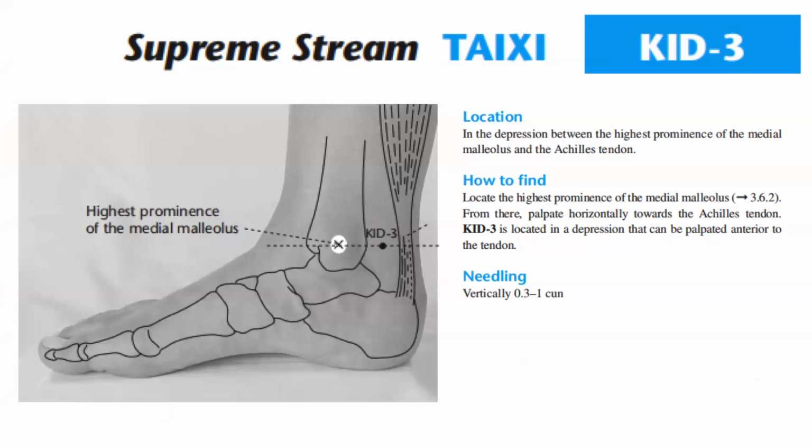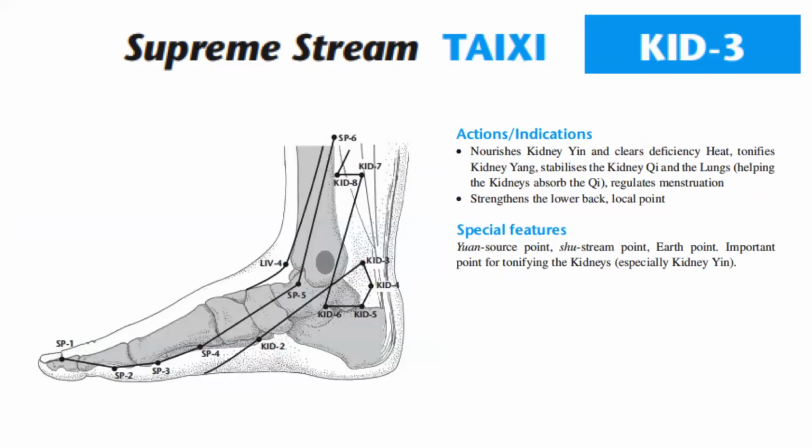Locate the highest prominence of the medial malleolus. From there, palpate horizontally towards the Achilles tendon. Kidney 3 is located in a depression that can be palpated anterior to the tendon. Needling vertically 0.3 to 1 Sun.